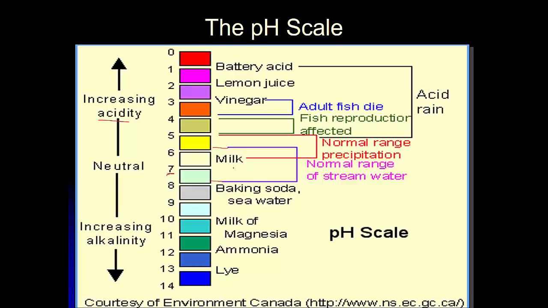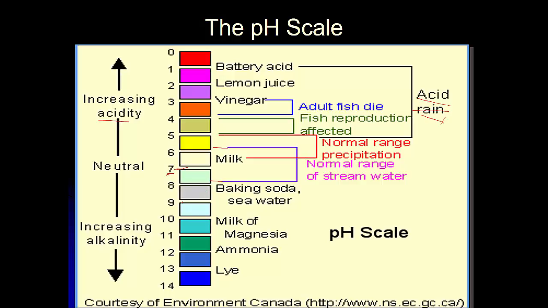If you have water that has become acidic into the 4 range, then fish reproduction is affected. Adult fish die when your pH gets to the range of 3. And then we have vinegar, lemon juice, and battery acid. So here you see from about high 4s all the way down is acid rain, and that's where you get environmental problems. On the other side, we have 7 being neutral again, and that's pure water.